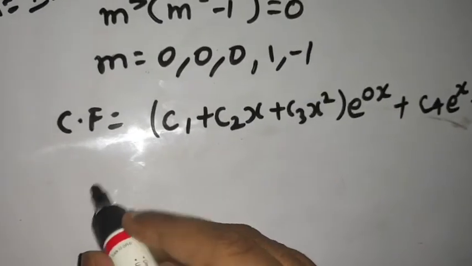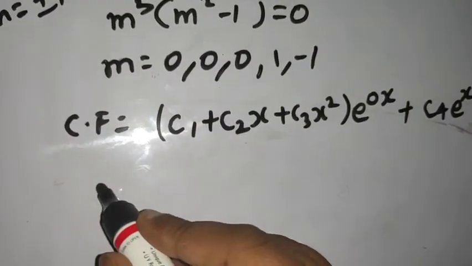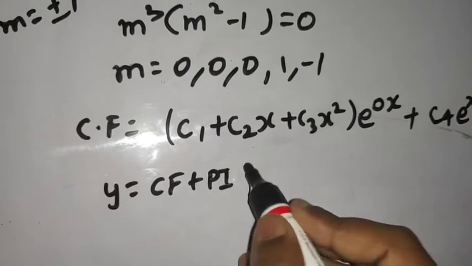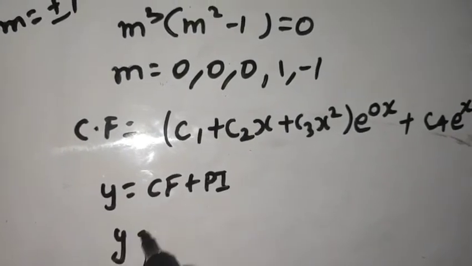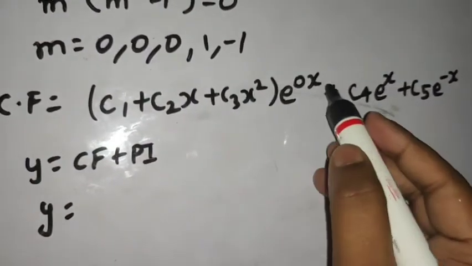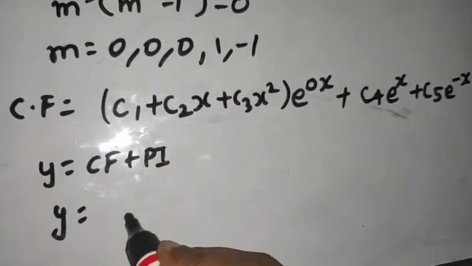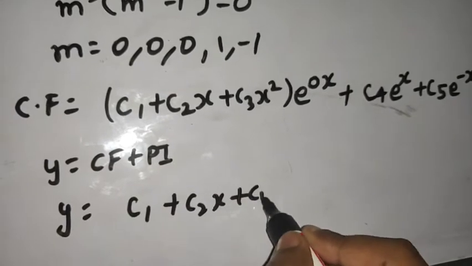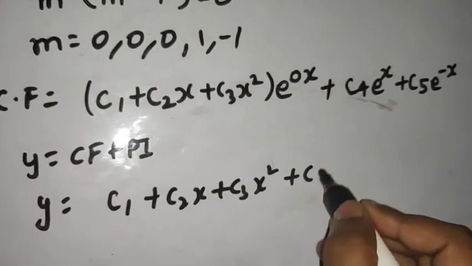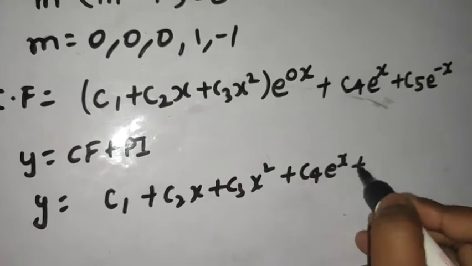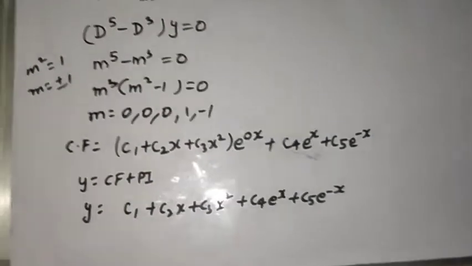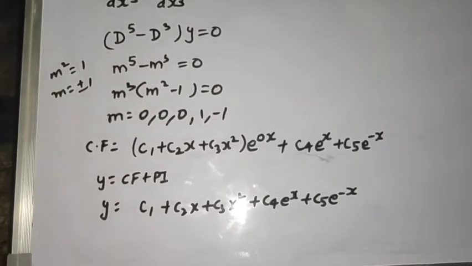I am writing it because our solution is simply y equals to CF plus PI. PI is anyway 0, so y equals this. e power 0x is simply 1, so I am writing the final solution as c1 plus c2x plus c3x square plus c4 e raised to power x plus c5 e raised to power minus x. This becomes your final solution for this question.